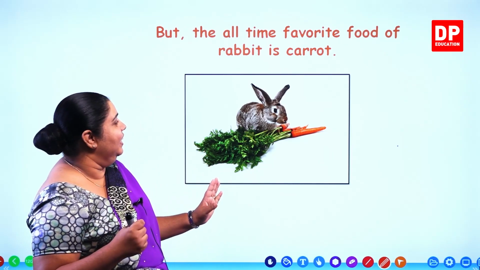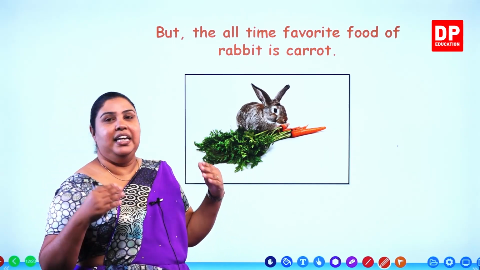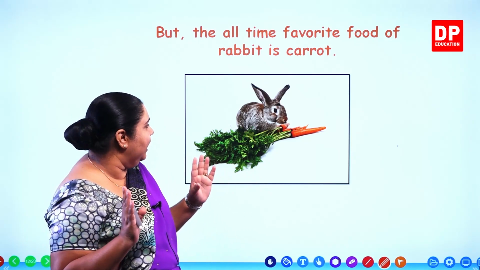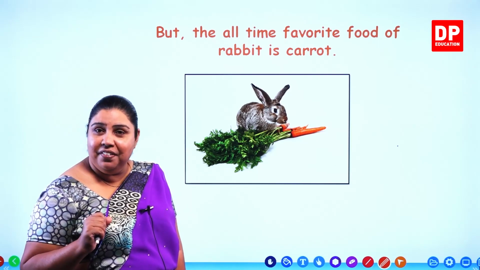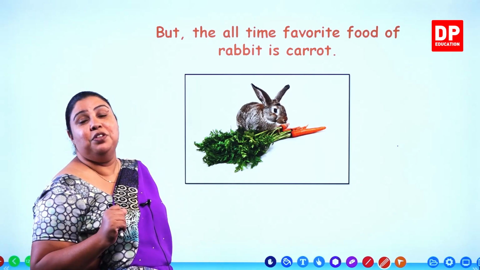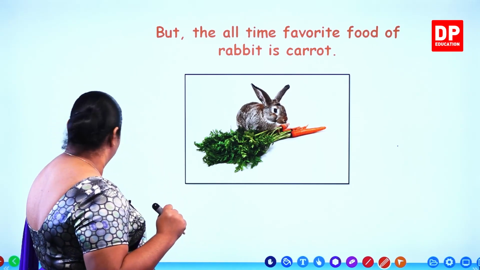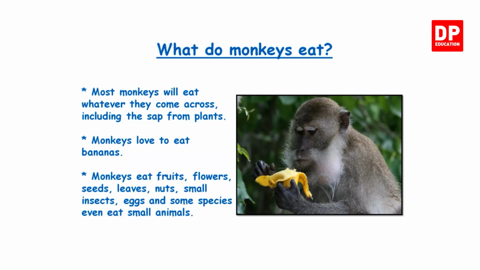So like that, they are all time favorite. They eat carrots almost at any time when they are given. The carrots are their favorite food. So can you see? They love to eat carrot. Next is my monkey. Can you remember the monkey?